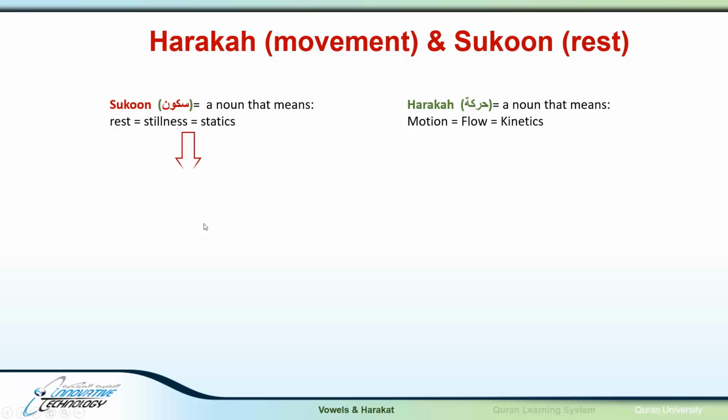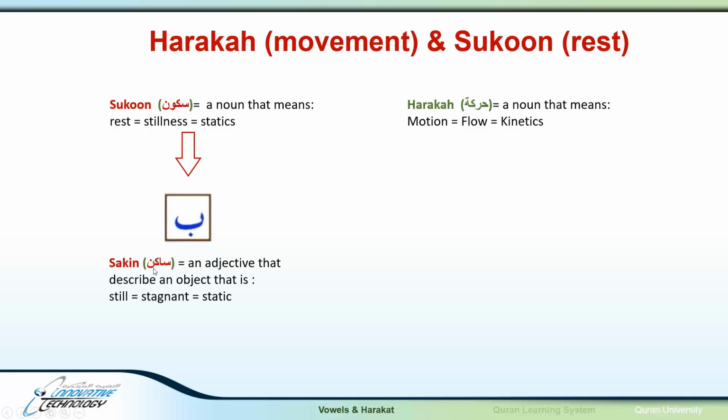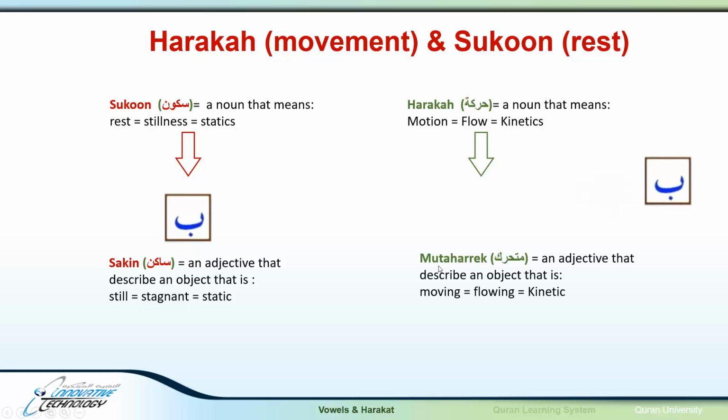Let's look at this letter ba. It is static. It's not able to move from its place. So we say that this ba is sakin, has sukoon. Sakin is an adjective that describes an object that is still, stagnant, or static. On the other hand, if we take this ba and we see that it's moving, then we call it mutaharrik. Mutaharrik is an adjective that describes an object that is moving, flowing, or kinetic.